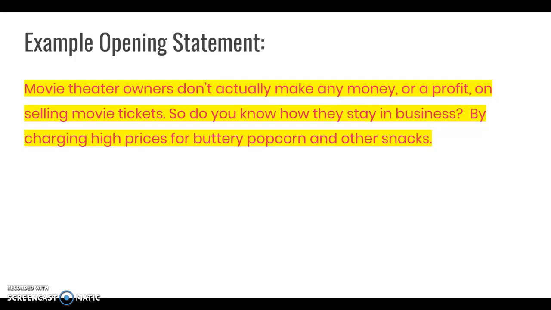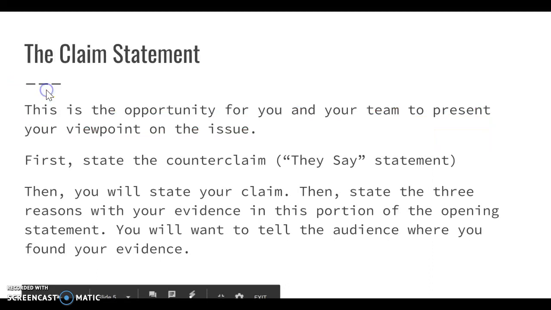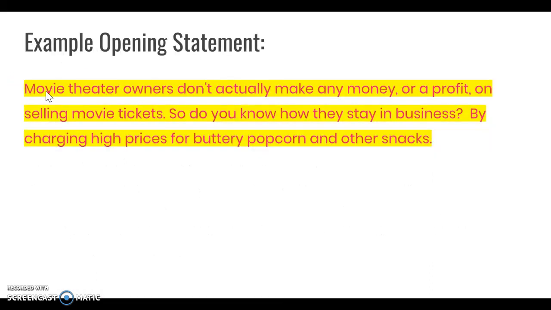So what we did here is, in the first sentence, we have presented the audience with an interesting fact, because most people believe that movie theaters actually do make money by selling tickets. The second thing we did is we asked the audience a question in order to help them understand where all this money is coming from. So right away, the audience should understand that we are going to focus on movie theater owners and how they make their money.